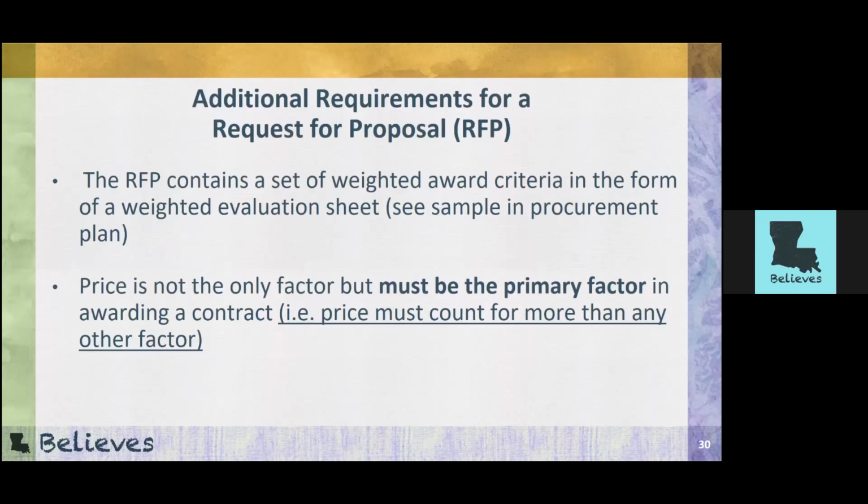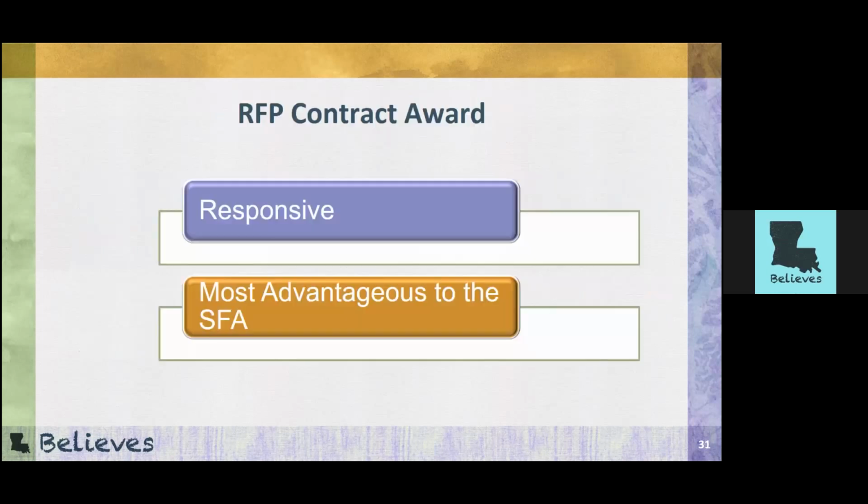Remember that if you're using an RFP, you're going to have a set of weighted award criteria. And even though price is not the only factor, it must be the primary factor and must count for more than any other factor. The RFP is awarded to the most responsive vendor that is the most advantageous to the SFA with price and other factors considered.